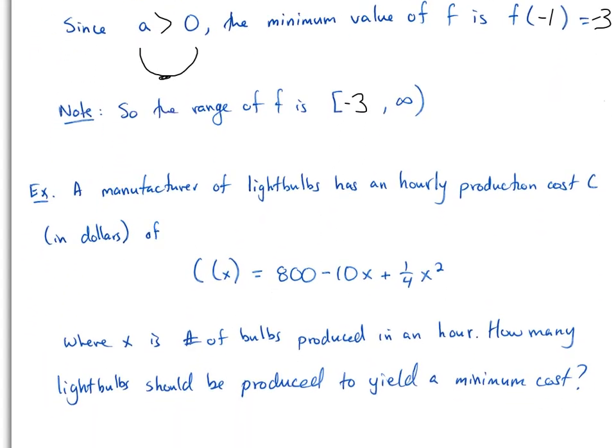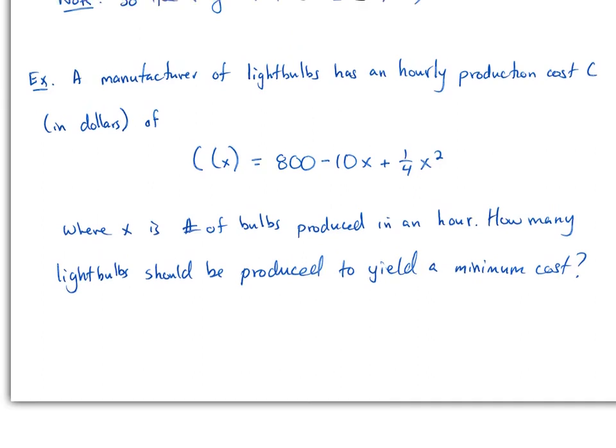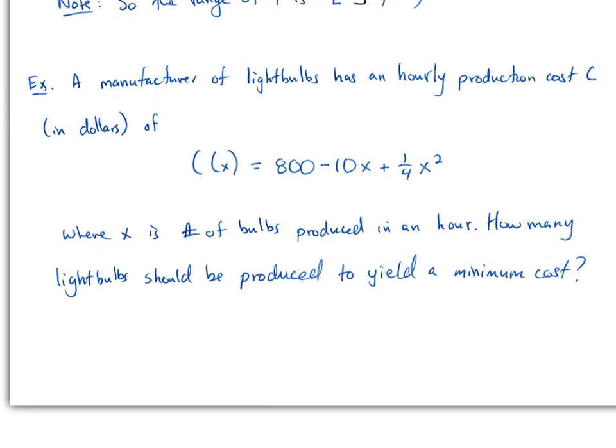Let's try this problem. In this case, we're given a lot of information about a quadratic function. We're told that a manufacturer of light bulbs has an hourly production cost of 800 minus 10x plus 1/4 x squared, where x is the number of bulbs being produced in an hour. And we're asked how many light bulbs should be produced to yield a minimum cost. So how many light bulbs? That's our x. So find x when cost is minimum.